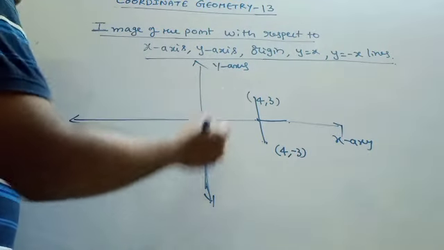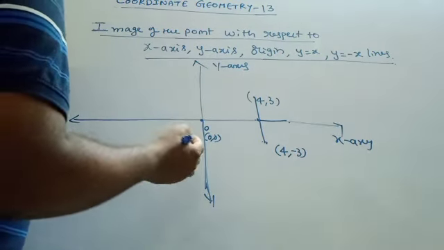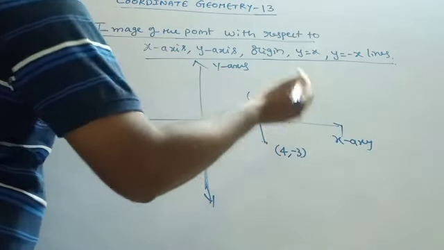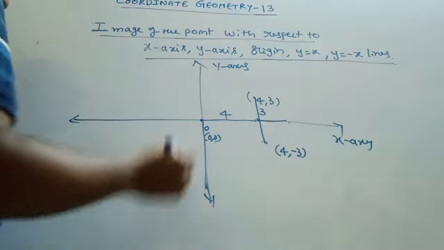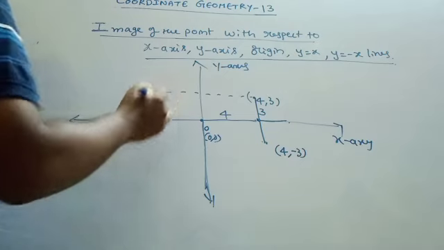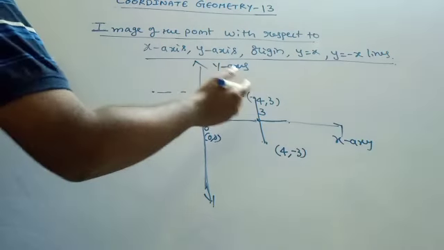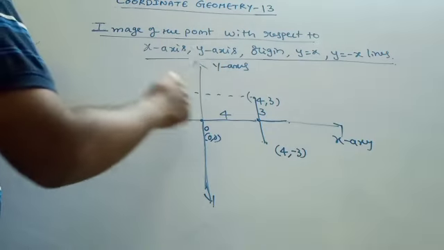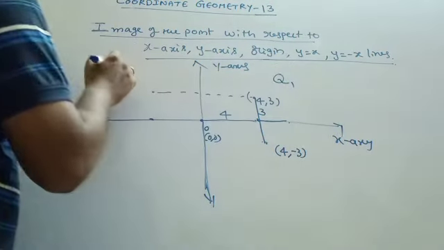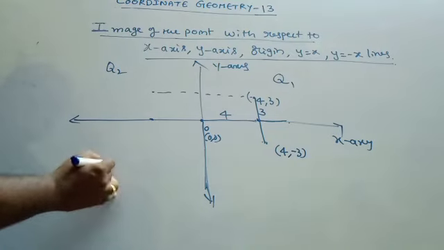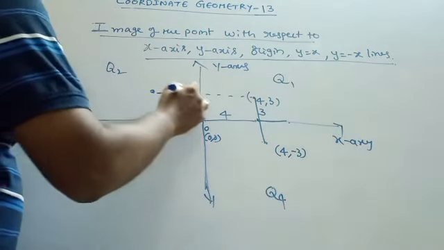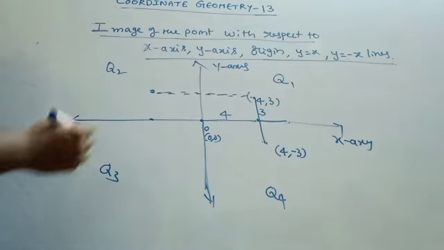Now the same point 4 comma 3 we are having here. This is 4 units, you know that, and this is 3 units, you know that. If the y-axis is acting as a mirror, then what will be its image? It will be lying in the second quadrant. Like this is first, second, third, fourth. You know that this is Q1, quadrant 1, this is Q2, this is Q3, and this is Q4. If this is acting as a mirror, then you have Q2.